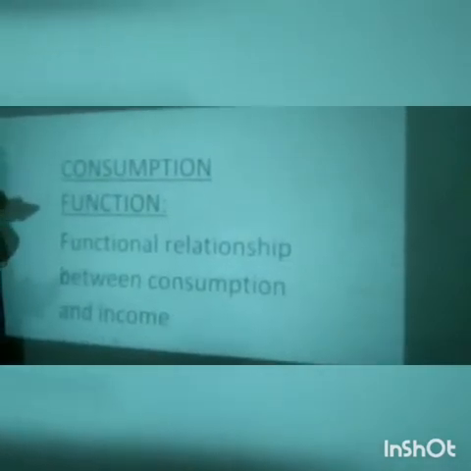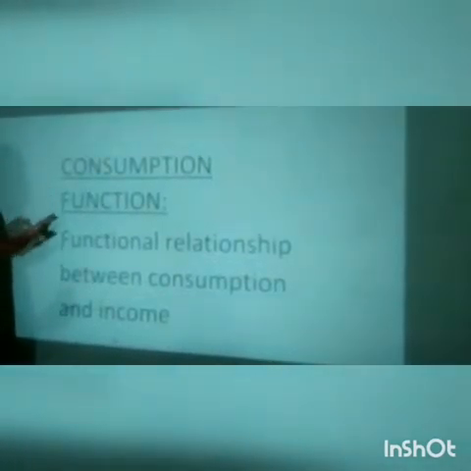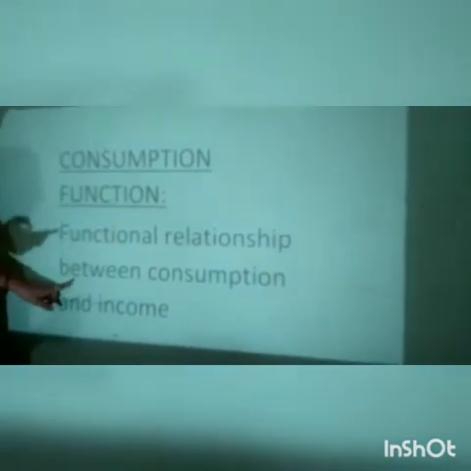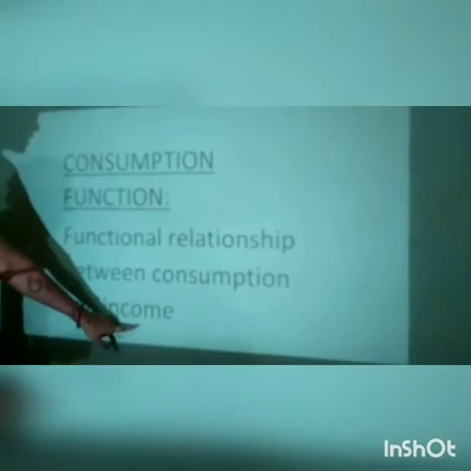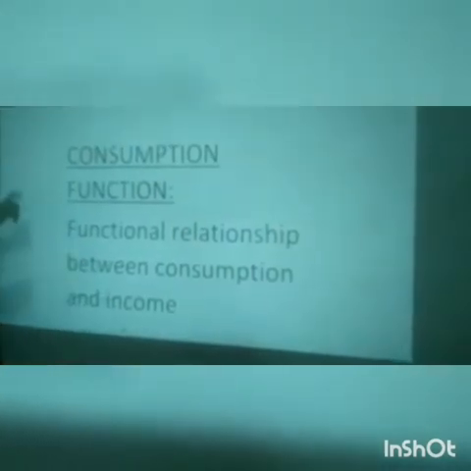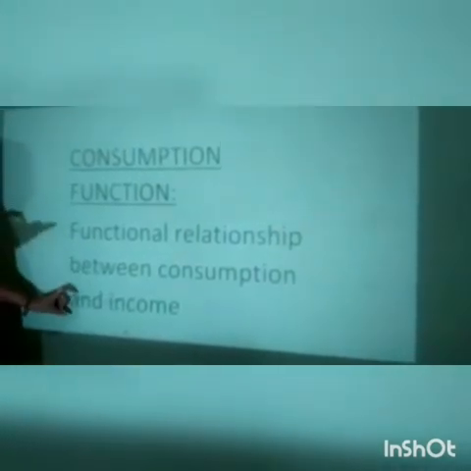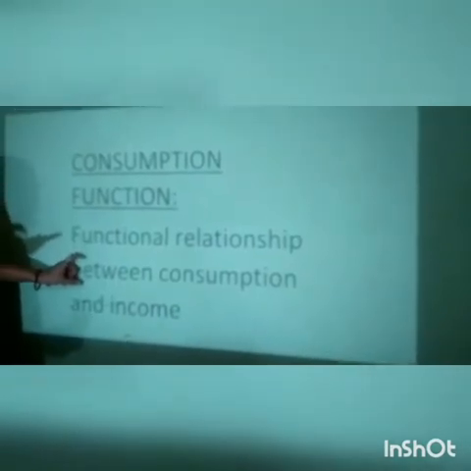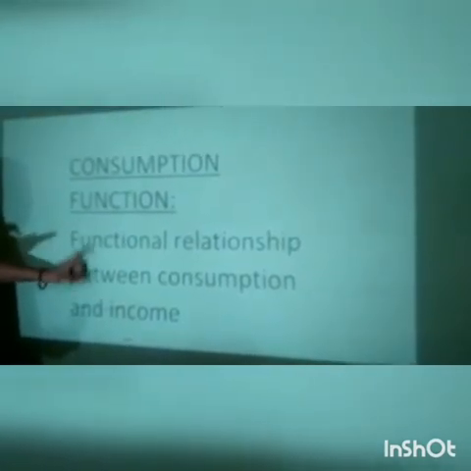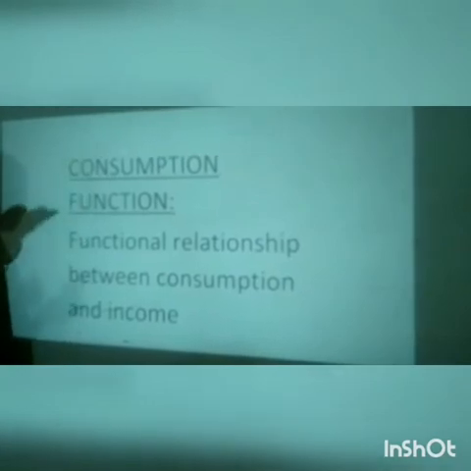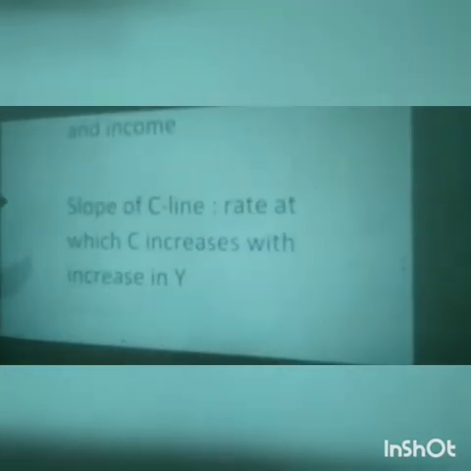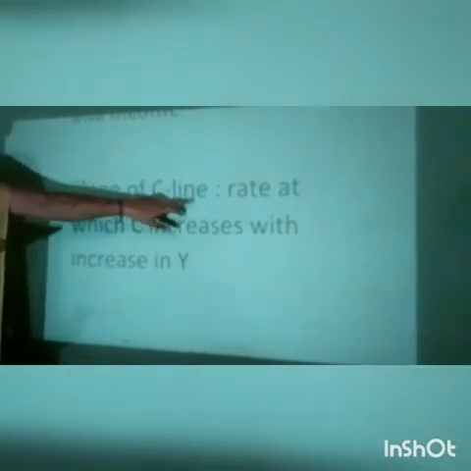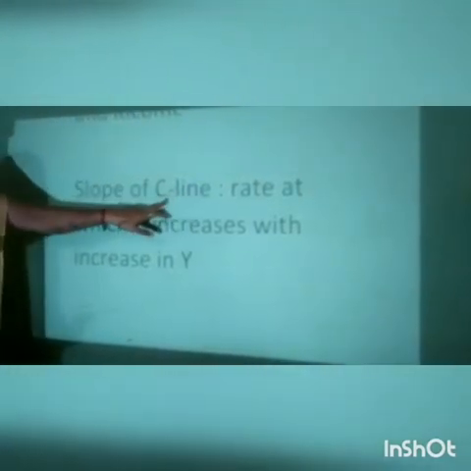The next we are having consumption function. Consumption function denotes the functional relationship between consumption and income. Means whatever the increase in income will be, in response to that the increase in consumption will be there, and their functional relationship will be termed as consumption function. It is also denoted by C line. Consumption line or consumption function is denoted as C line.